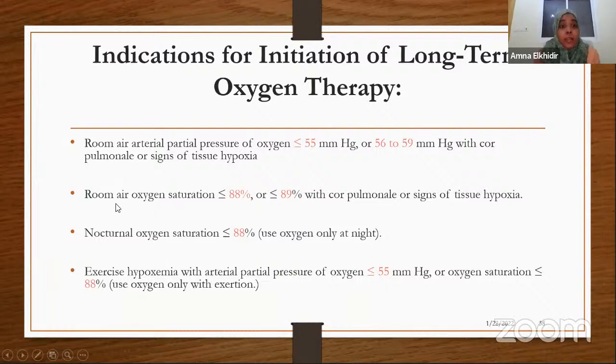Second indication: if the room air oxygen saturation is less than 88%, or less than or equal to 89% if the patient has cor pulmonale or signs of tissue hypoxia.